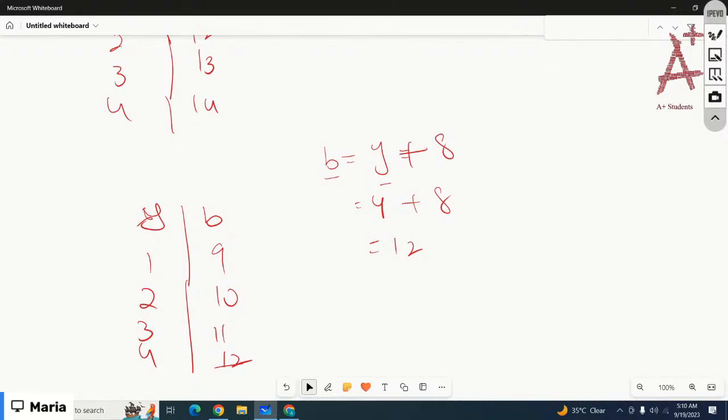So that is the relationship between the missing values, right? That is the relationship between the two variables, right? Not missing value. That is the relationship between two variables.